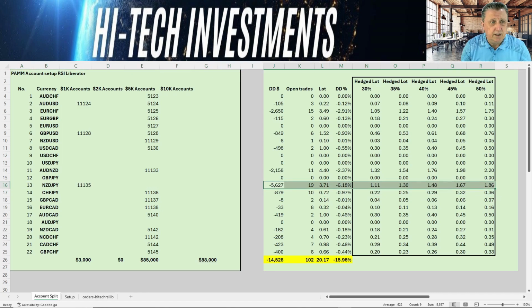And if we just highlight that for a sec, you will see that again, you have 19 open trades. The lots that we are using for this trade is 3.71. And that particular account has basically managed a drawdown on the overall account of 6.18% or $5,627. And then you can see the rest of them, they are actually quite small.